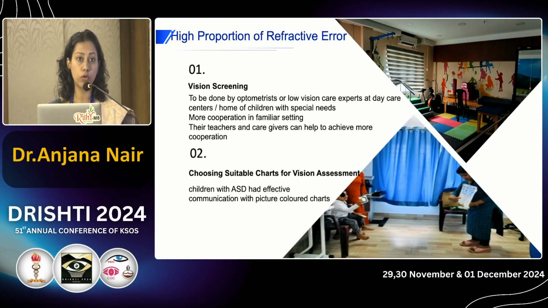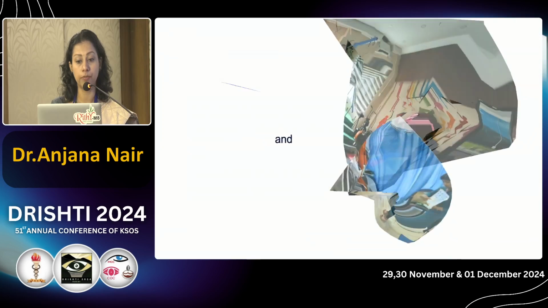They will be more familiar with the setting, and also their teachers or the caregivers will be present with them. So they also help us to achieve more attention or more cooperation from these kids. And the second point I would like to make is choose a suitable chart for vision assessment. Studies have shown that children with autistic spectrum disorders had effective communication with picture color chart. So these 2 points have to be kept in mind while we are dealing with a special kid.